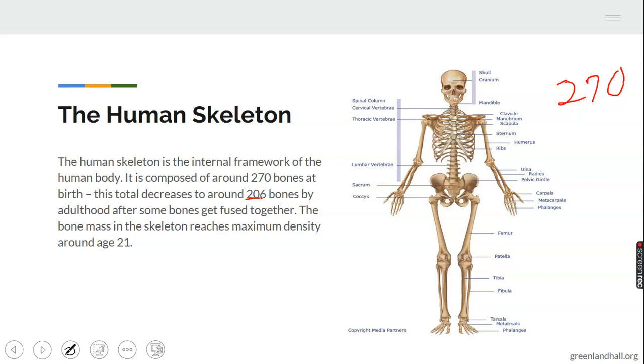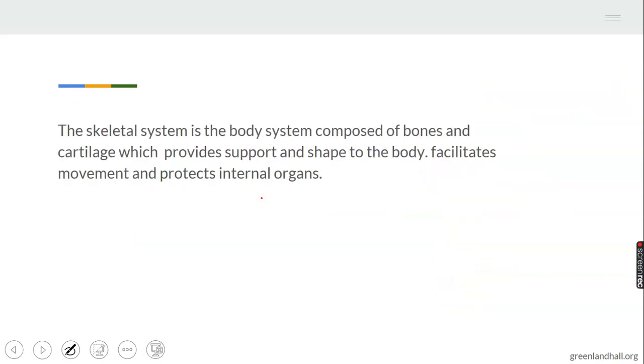Now, the bone mass in the skeleton reaches maximum density around age 21. That is, your bones become very, very strong, and then the mass in it will no longer be able to develop again because it has reached the stage where it has been fully grown by the time you get to around 21 years. Now, the skeletal system is the body system composed of bones and cartilage, which provides support and shape to the body. It also facilitates movement and protects internal organs.